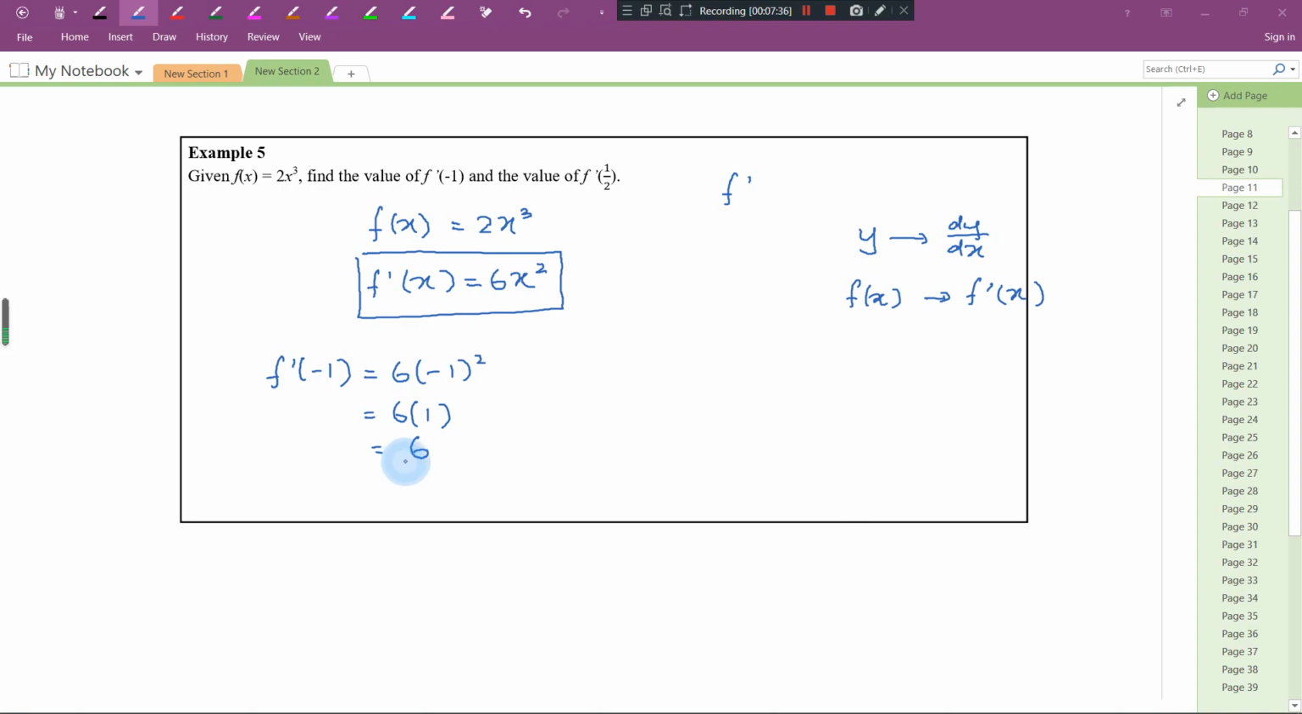What does this mean? It means that when x is equal to negative 1, the gradient of the tangent at that point is equal to 6. Let me show you here.